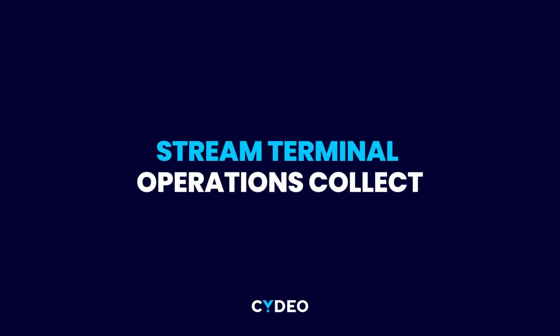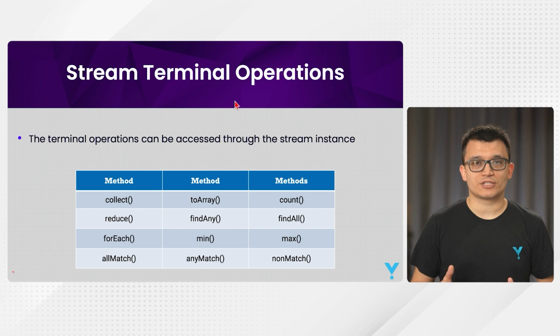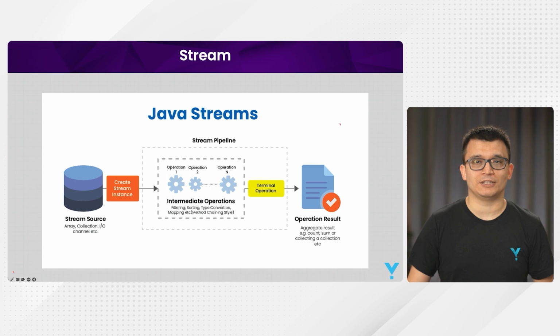We are going to talk about the terminal operations of the stream, and we are going to cover the collect method. The terminal operations are the operations that are done right before the operation result that is produced by the stream pipeline. If you look at the flow of the stream pipeline, we have the intermediate operation and then the terminal operation. After those two operations are performed, it is going to produce the operation result. So what kind of operation result will we get? It will totally depend on the terminal operation.